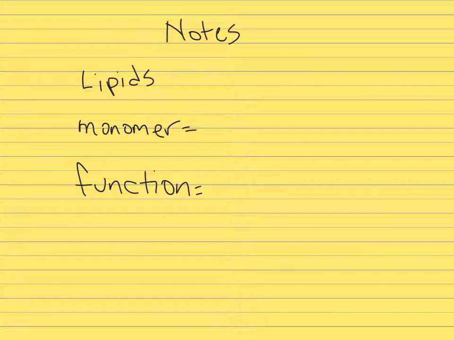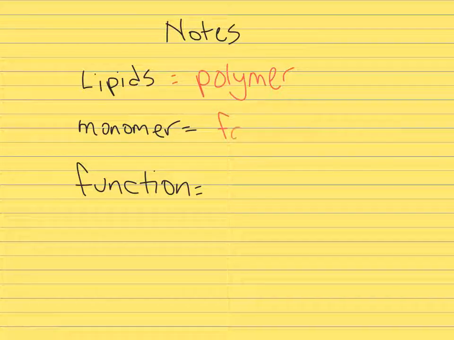And the last slide, once again, these are my notes. I'm taking notes just like you. Hopefully you're taking notes too. I don't know. Lipids, remember, that is the polymer. That is the large molecule. It's also called a macromolecule. What's the monomer of lipids? Hopefully you remember. I'm going to ask you right now. Let's see if you get it right. All right. Hopefully you put that the monomer of lipids is fatty acids and glycerol.